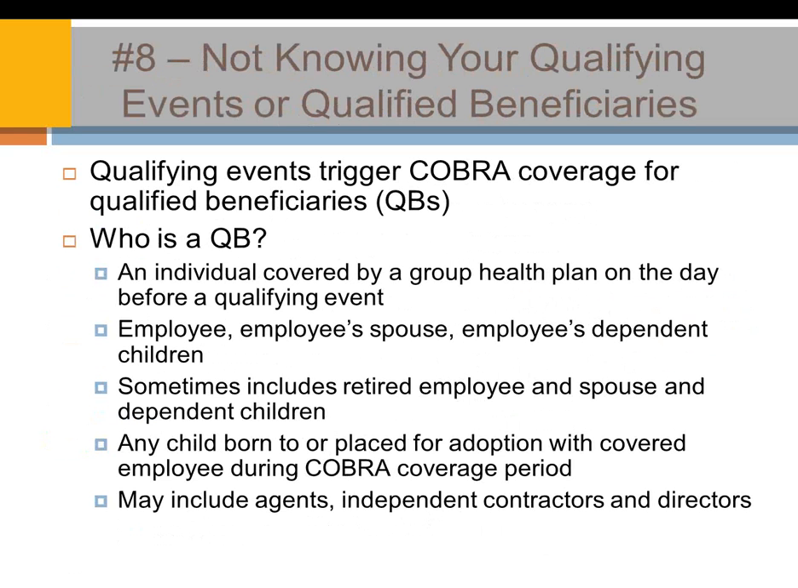The number 8 item is not knowing your qualifying events or qualified beneficiaries. So remember, qualified beneficiaries are the folks that are able to continue coverage because a qualifying event occurred. Qualified beneficiaries are identified as individuals that are covered by the group health plan on the day before the qualifying event. So that could be involuntary termination or voluntary termination. And this is probably the part that gets lost a little bit: you have the employee's spouses and dependents that were on the health plan when the event occurred.